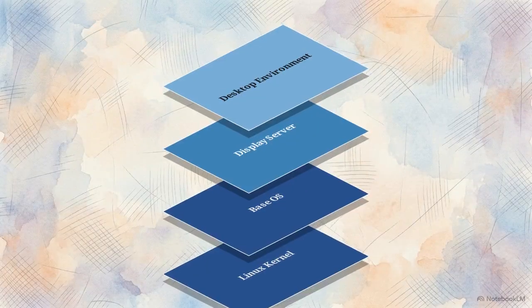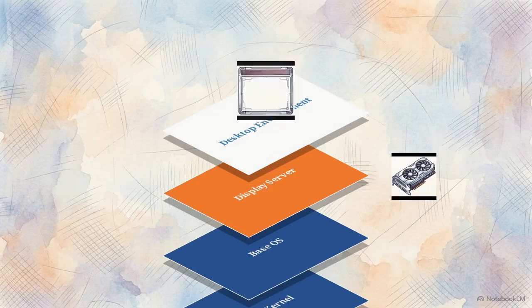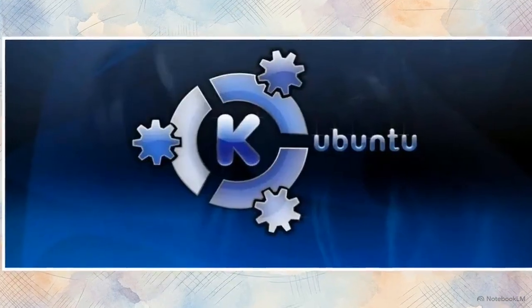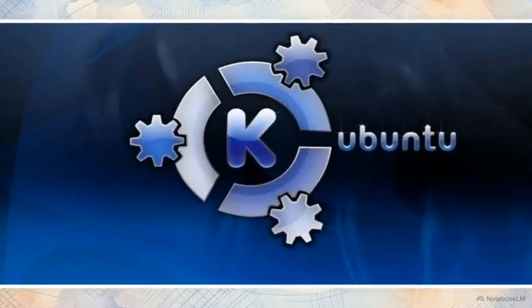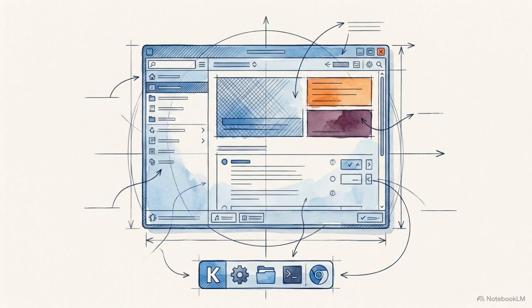We move up the model to layers responsible for drawing pixels. Layer 3 is the display server, the raw translator for the graphics card. The top layer is the desktop environment, the suite providing windows, taskbars, and applications you interact with. Looking back at the Kubuntu logo, this top layer is represented by the central K. That letter designates KDE Plasma as the specific desktop environment chosen for this particular distribution.